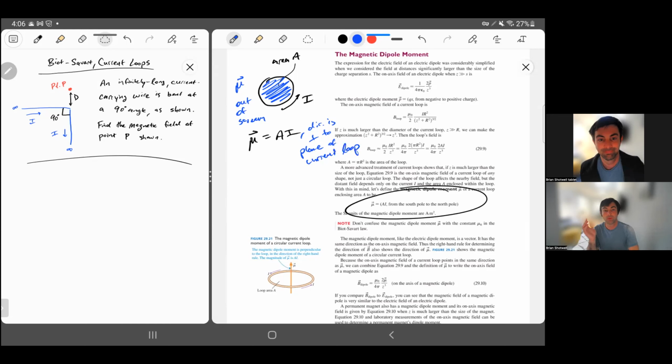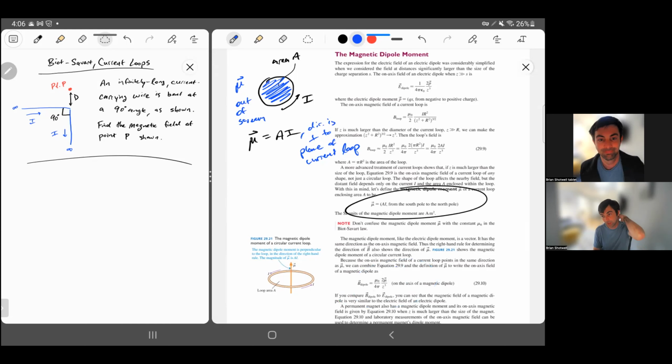Another way of doing this is to take your right hand and curl your fingers around the direction of the current, and your thumb is pointing in the direction of the magnetic moment. So that's another way to figure this out too. The magnetic field produced by a dipole on the axis takes on a pretty simple form in terms of the magnetic dipole moment.